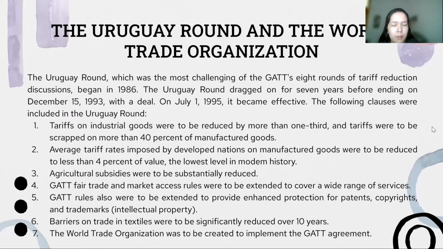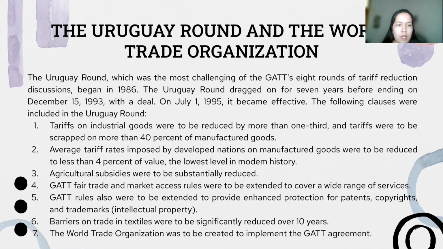Okay, next, I will explain about the Uruguay round and the World Trade Organization. The Uruguay round, which was the most challenging of the GATT's 8 rounds of tariff reduction discussions, began in 1986 and dragged on for 7 years before ending on December 15, 1993, with a deal. On July 1, 1995, it became effective. The following clauses were included in the Uruguay round.